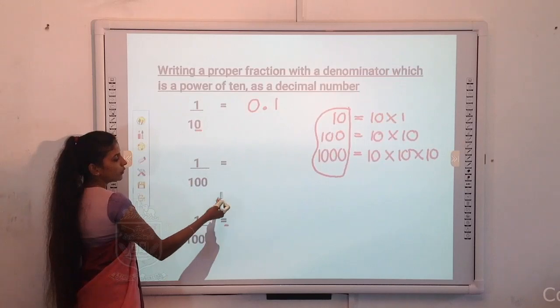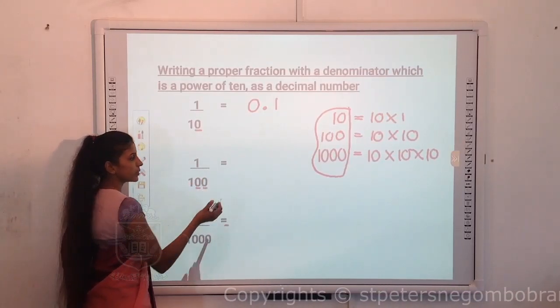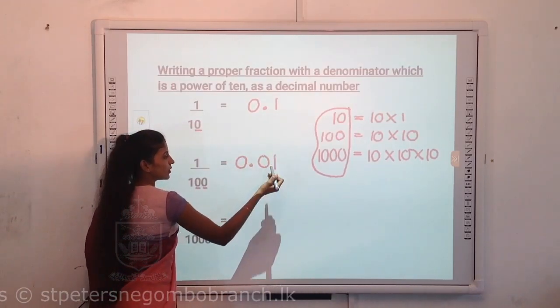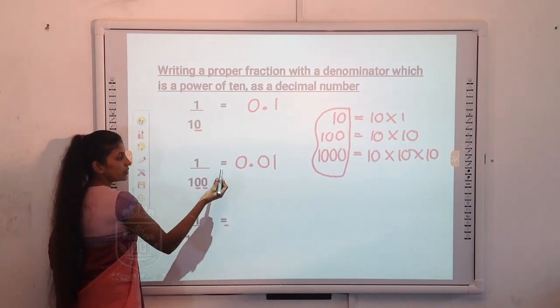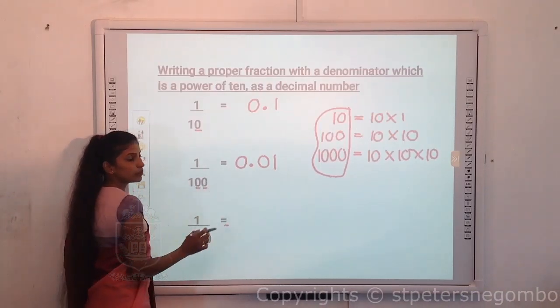Second, 1 over 100. You can see 2 zeros. How can we express it as a decimal? 0.01. 2 decimal places, you can express it as 0.01. 2 zeros, 2 decimal places.